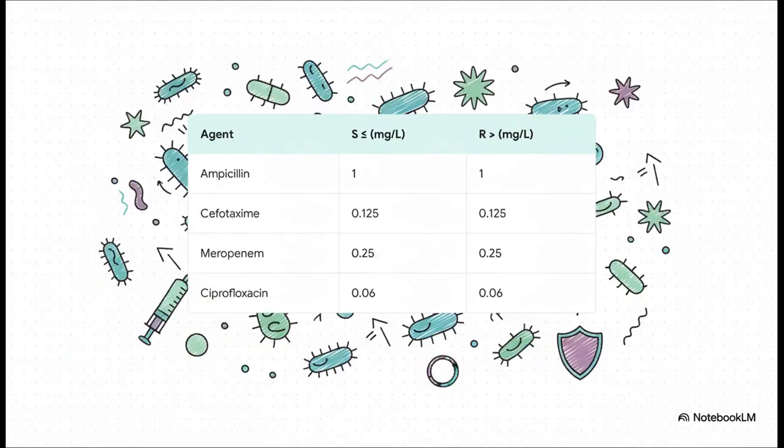And here are the numbers to back it all up, the specific MIC breakpoints from EUCAST version 14.0 from 2024. Now, here's something really interesting to notice. For a lot of the key drugs, like cefotaxime and meropenem, the susceptible and resistant breakpoints are the same value. What does that mean? It means there's no intermediate category. An isolate gets called one or the other, period. It makes the guidance for clinicians super clear, and it all ties back to that screening workflow we just walked through.